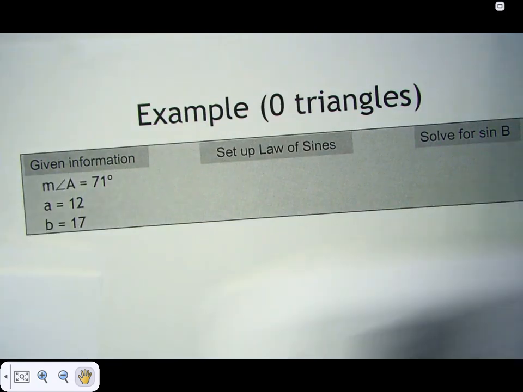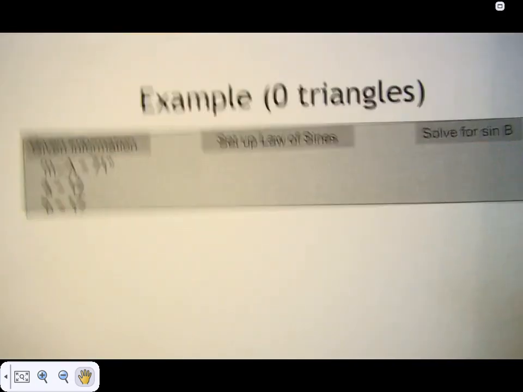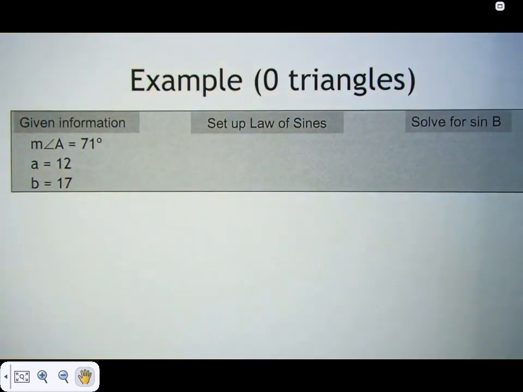All right, last example. Beautiful words. Beautiful words to students. Last example. This one sounds like even less work.